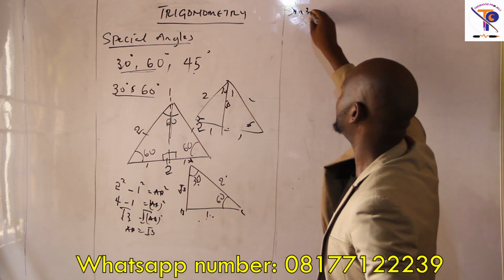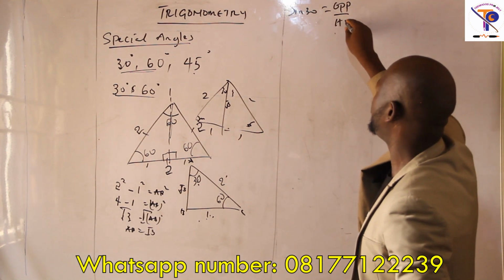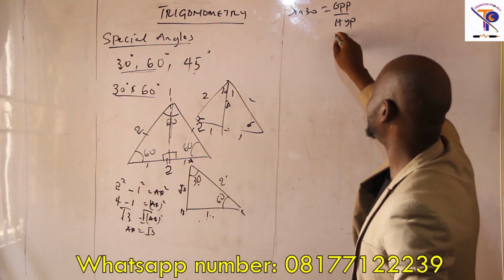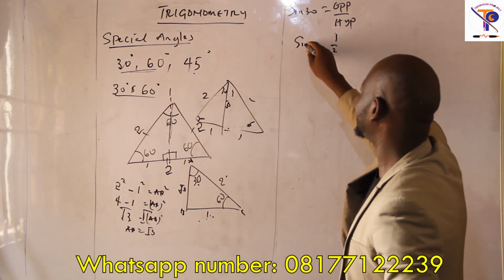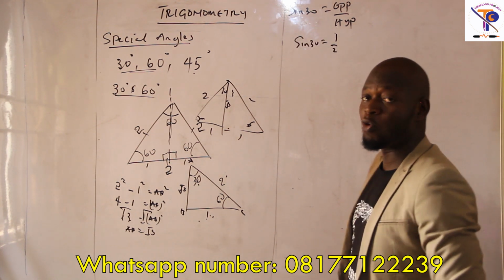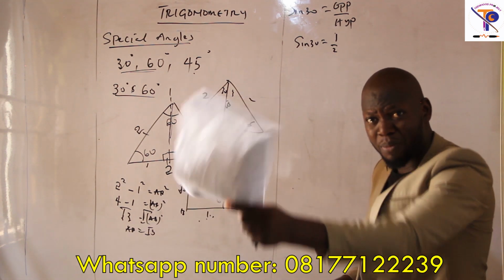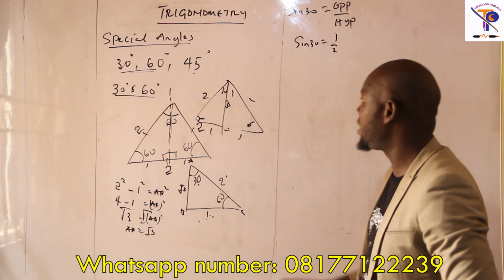So let's start from sine 30 now. Sine is opposite over hypotenuse, you know that. I hope you have crammed that already. So our opposite here is 1 and our hypotenuse is 2. So sine 30 is equal to 1 over 2 or 0.5. So this is automatic from Nigeria to America to Australia. Sine 30 is equal to 1 over 2. So bear that in mind.